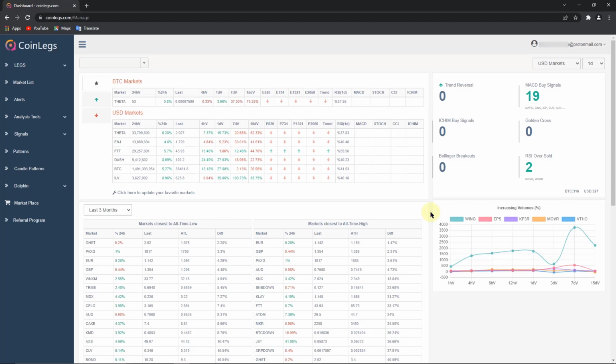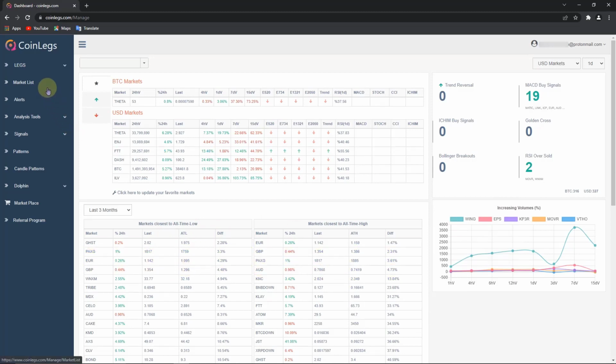Today we will talk about crossovers and I will show you how to use crossovers with CoinLike. Let's start with the dashboard. Right in this position we have our favorite market list. The favorite coins will be listed here. We have our indicators, the signals, volumes, market closings, all-time low and all-time high.